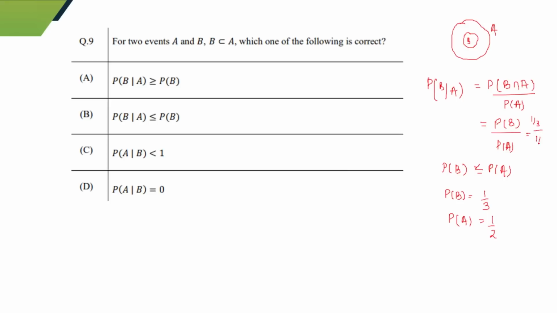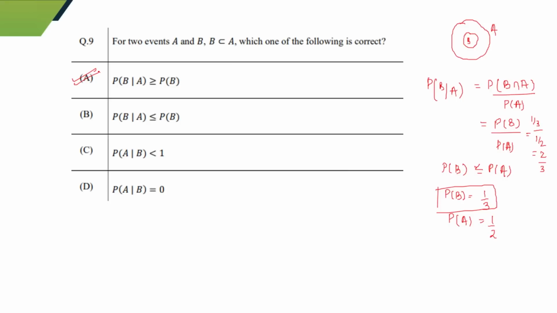1 by 3 and 1 by 2. So I can see that I'll get the probability 2 by 3. So probability of B given A is greater than probability of B, because probability of B was 1 by 3. So that means option A is correct.